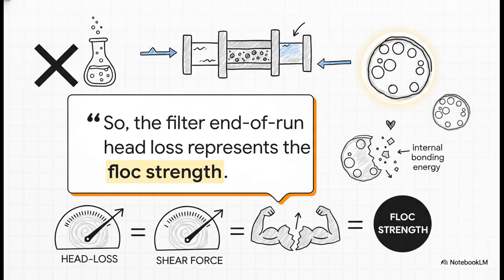As the filter clogs up, its resistance to water flow, which engineers call head loss, naturally increases. This head loss perfectly equals the shear force that's tearing at those flocks. So the head loss of the filter at the exact moment the flocks break, that is the mathematical equivalent of their internal bonding energy. It's a real-time surrogate measure of flock strength.